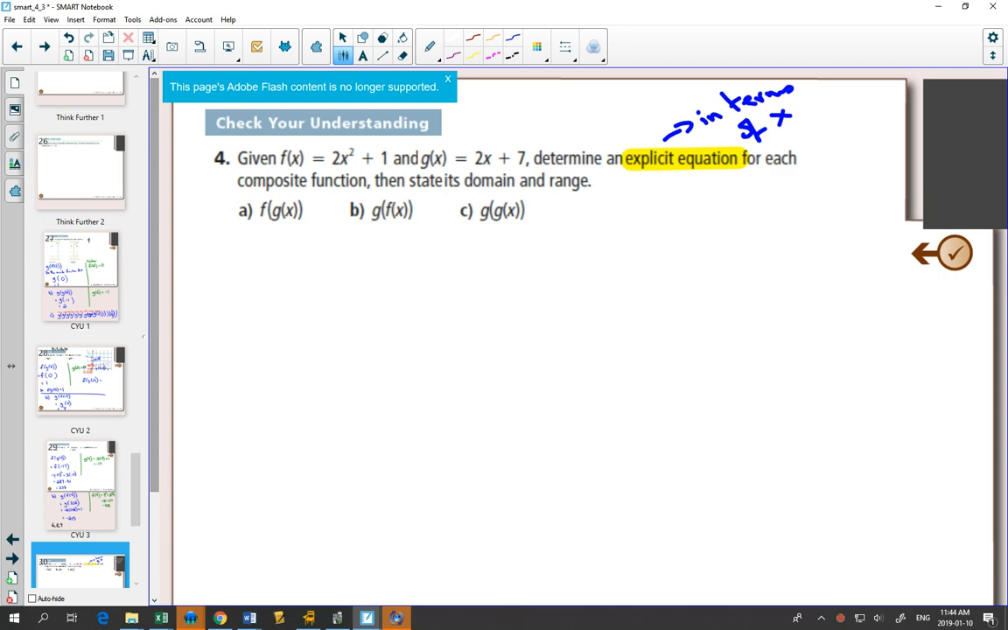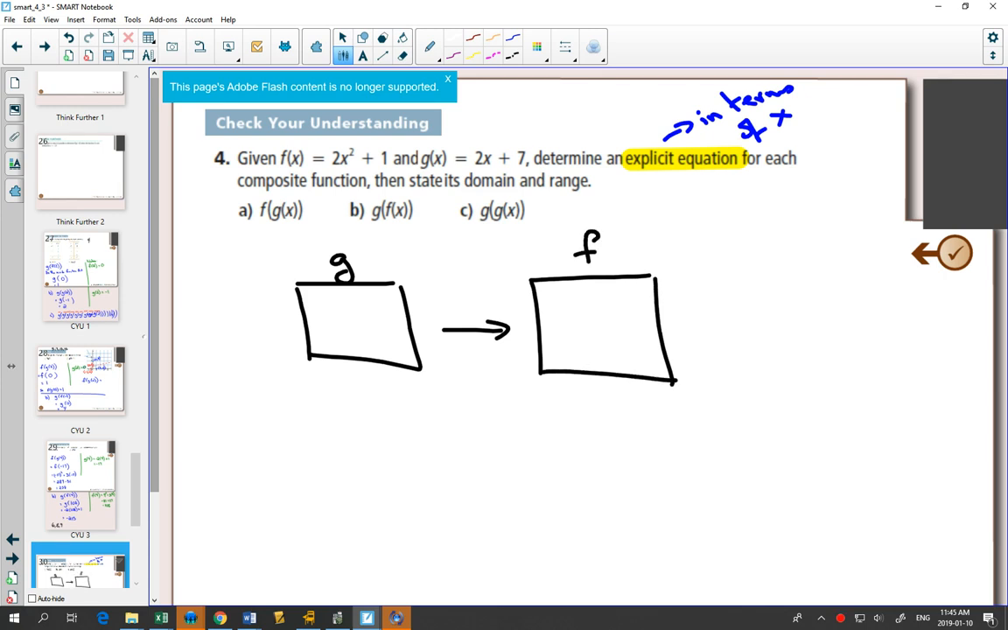If we go back to our initial story, we would put something into the G machine first and then something into the F machine, because we deal with the G machine first. And if we want to find out what the explicit equation is, what does the G machine do? It says whatever you put in gets multiplied by 2 and then you add 7. And what does the F machine do? Whatever you put in gets squared, multiplied by 2, and then you add 1.